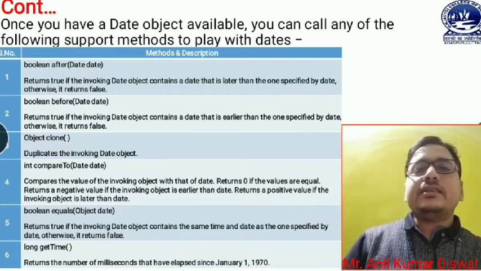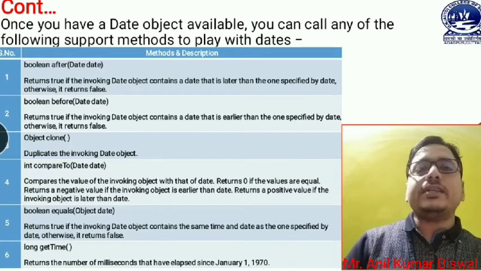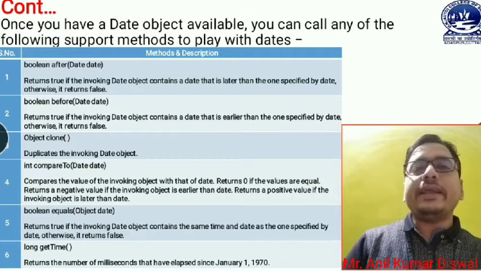The next, third method has Object as its return type, and the method is named clone. The clone method is specially used to duplicate the invoking Date object, which is already mentioned in this slide.